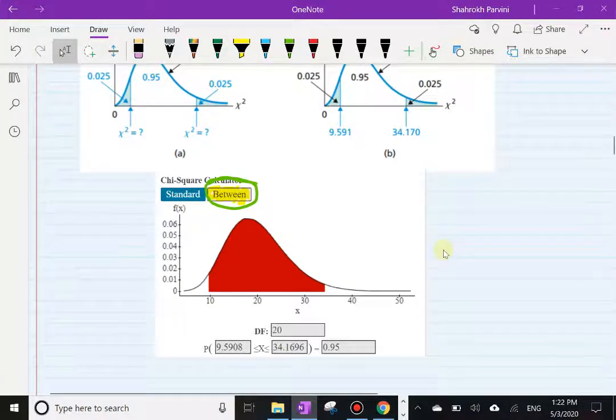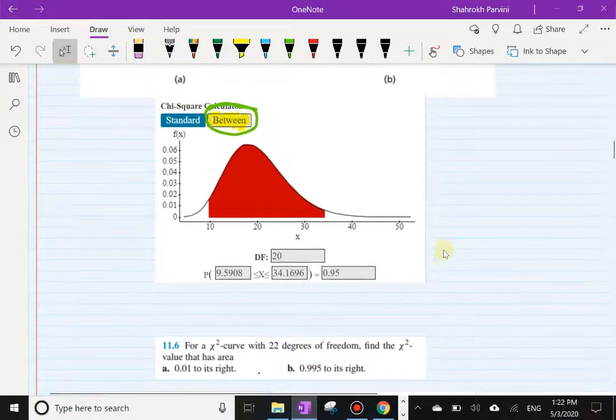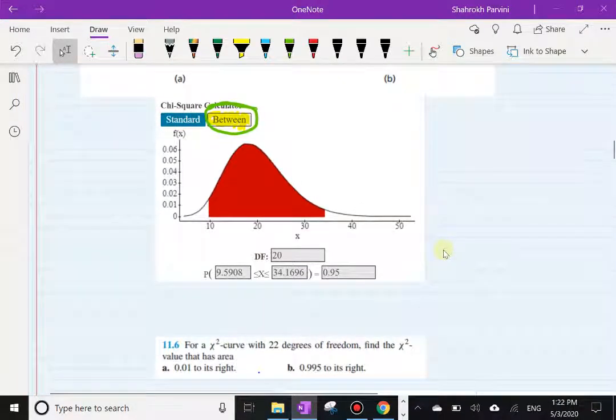Okay, so we're done with his examples. Now let's take a look at the exercise ourselves. So we're going to do this ourselves now. This exercise number 6, we'll look at a couple of exercises in this segment. For a chi-square curve with 22 degrees of freedom, find the chi-square value that has an area 0.1 to its right and 0.995 to its right.